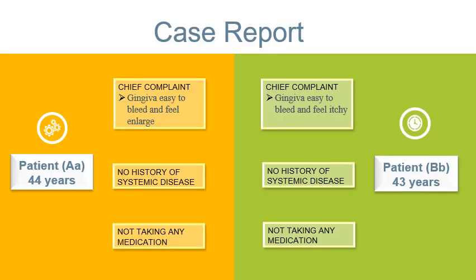Case report. Two female patients, patient A, age 44 years, and patient B, age 43 years, came to the Department of Periodontia RSGM Unhas at different times. Patient A's chief complaint was that the anterior lower gingiva bleeds easily and feels enlarged. She has no history of systemic disease and is not taking any medication. On the other hand, patient B's chief complaint was that the posterior upper gingiva bleeds easily and feels itchy. Just like patient A, she has no history of systemic disease and is not taking any medication.